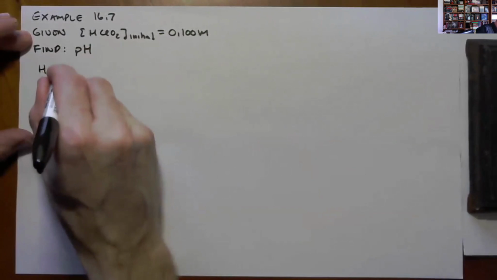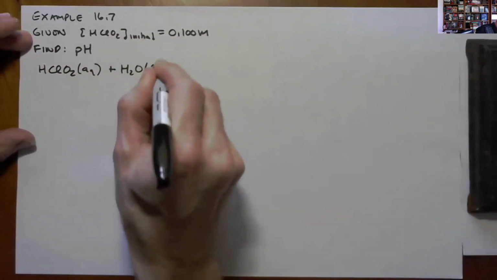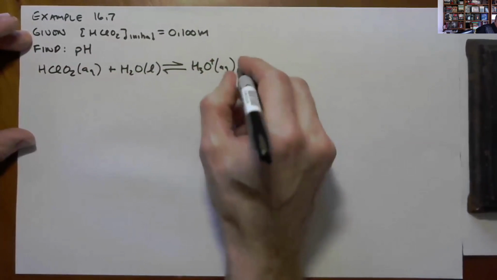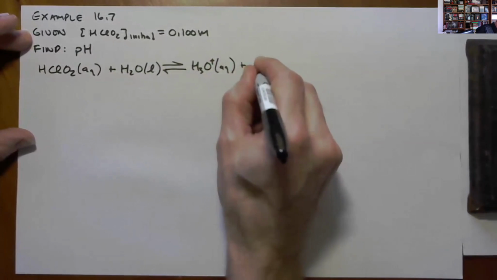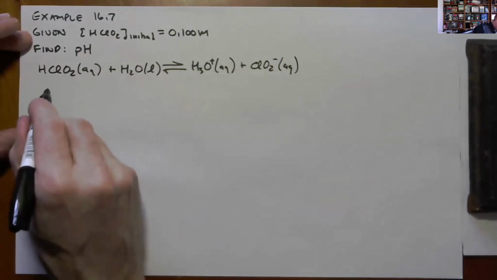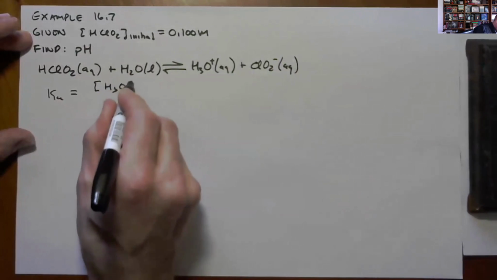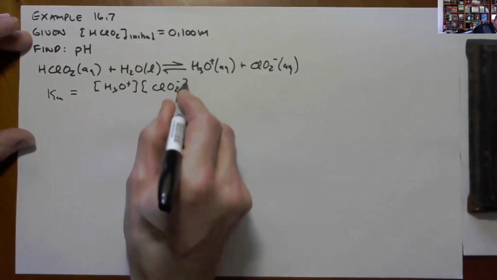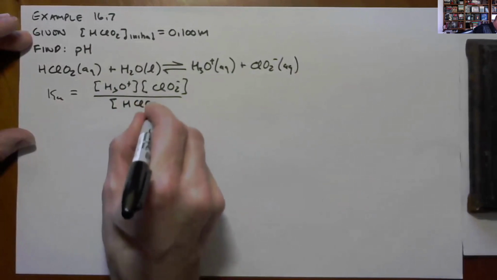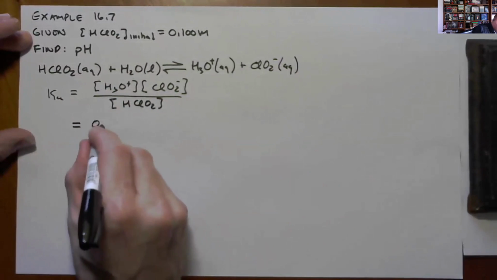So we have chlorous acid reacts with H2O, generating hydronium and chlorite. So that's our chemistry. And again, recall the equilibrium concentration of hydronium, right? Equilibrium concentration of chlorous acid. And this value equals, from the table, it's actually relatively large. It's 0.011.